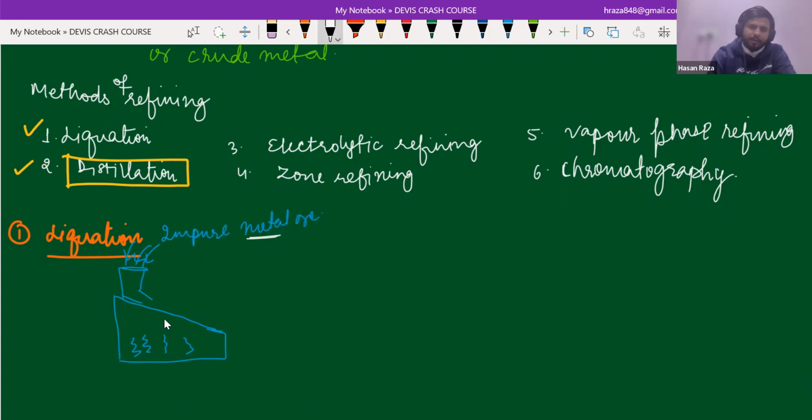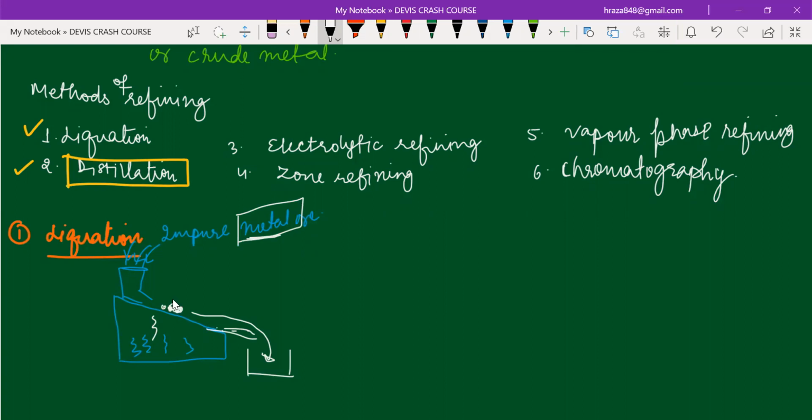And there is a container in which you put the impure metal after reduction. Because you already reduced it, so it is metal and it is impure. Then there is a container here. If you heat it, all the muds or the impurities will melt and go here, but the metal which has a melting point higher than the impurities will stay here. Are you getting my point?